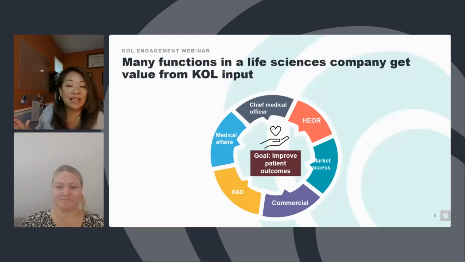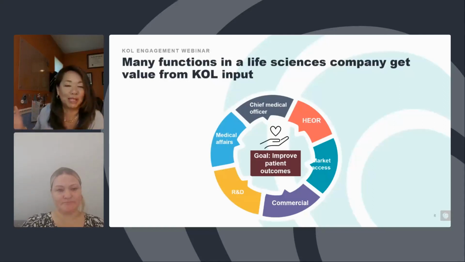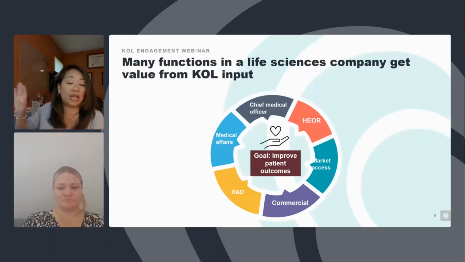So as you can see on this slide, there are lots and lots of functions within a life sciences organization that really benefit from KOL input. If you can imagine, KOL input really represents what's most important to the populations life sciences organizations are trying to impact, with the ultimate goal of improving patient outcomes. Anything from market access folks and payer, health economics and outcomes research, R&D earlier in the process, medical affairs, chief medical officer might want input, as well as folks in commercial teams.